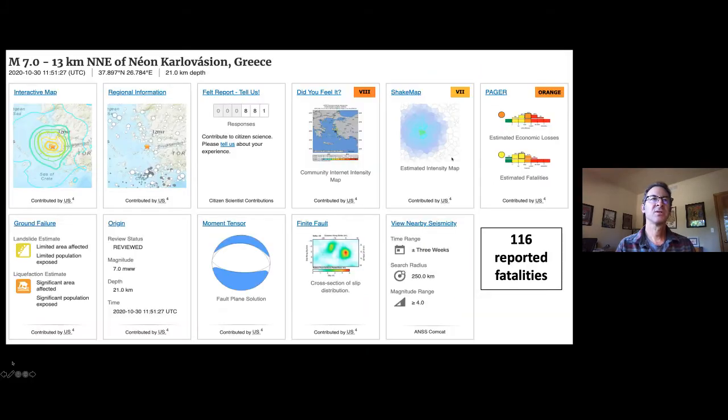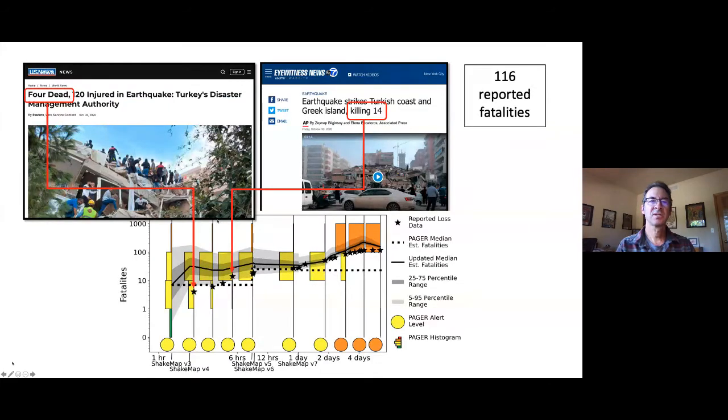And we've been able to do this in test mode for a couple recent earthquakes. This is an earthquake last year in Greece, and this had 116 fatalities reported. Our initial estimates of PAGER were a yellow alert. This is the histogram of PAGER, now on its side, and the alert level at the bottom.